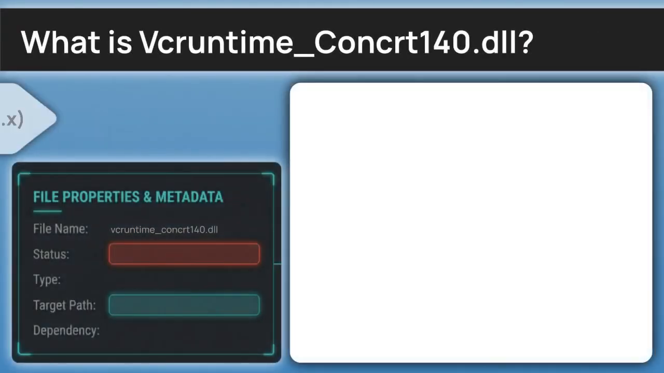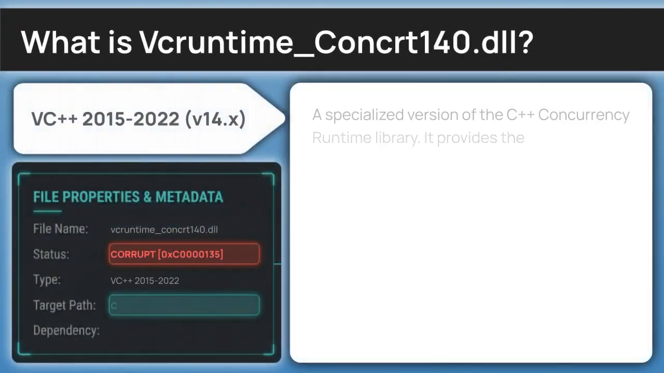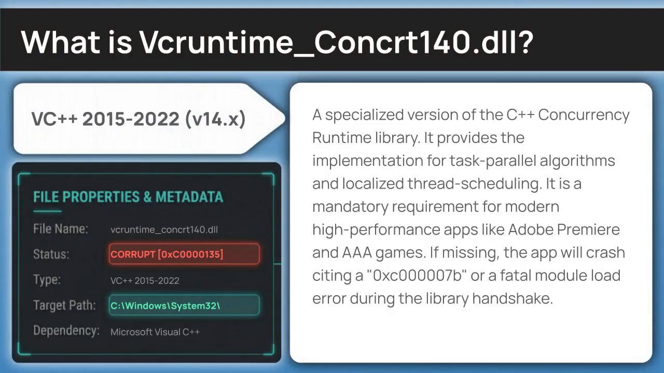This is the Visual C++ Concurrency Runtime 140, a specialized version of the C++ Concurrency Runtime library. It provides the implementation for task parallel algorithms and localized thread scheduling. It is a mandatory requirement for modern high-performance apps like Adobe Premiere and AAA games. If missing, the app will crash, citing a 0xC007B or a fatal module load error during the library handshake.